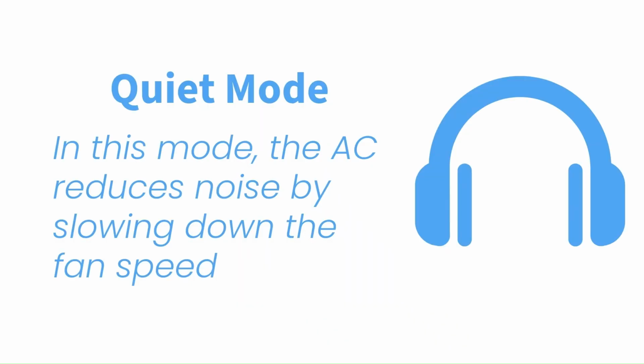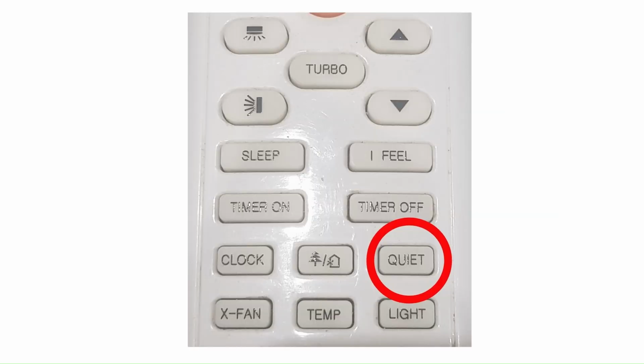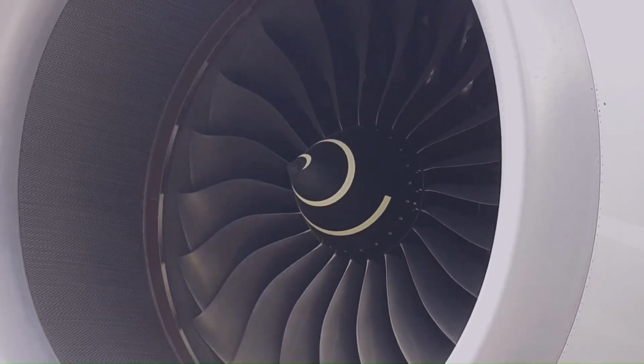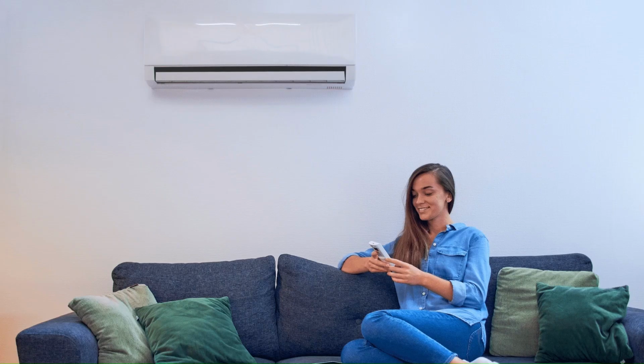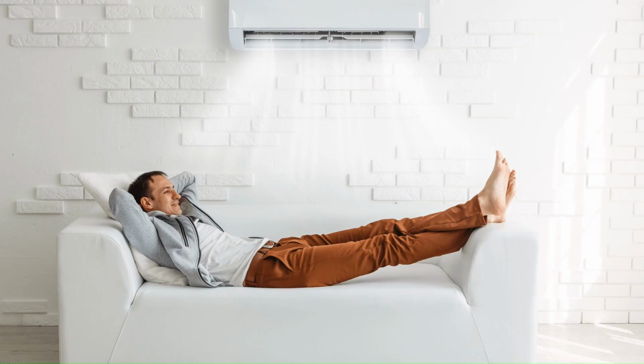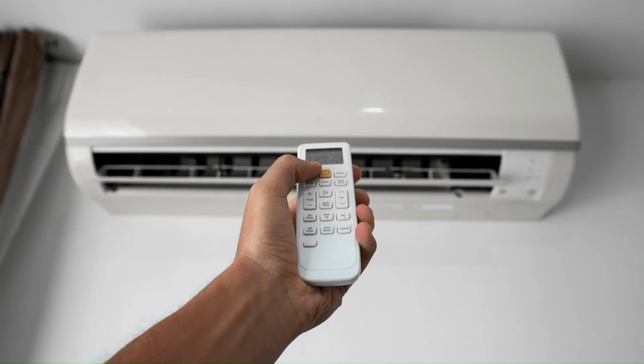Another helpful feature is quiet mode, usually shown as a quiet button on the AC remote. In this mode, the AC reduces noise by slowing down the fan speed. It is also called silent mode. If your air conditioner remote doesn't have a quiet mode button, you can lower the fan speed to its lowest setting to get a similar effect. Quiet mode is great for keeping the room comfortable after it has already cooled down. However, there is a small downside. The cooling is a bit slower, so it may take longer to reach your desired temperature.